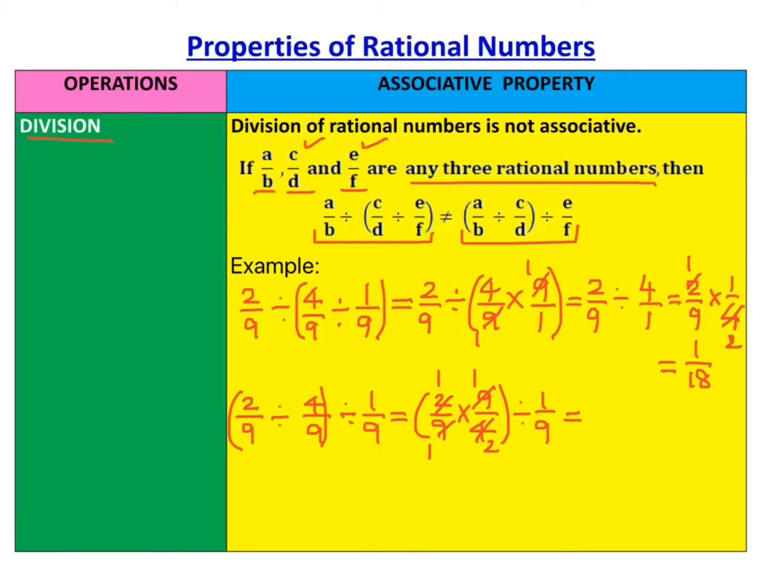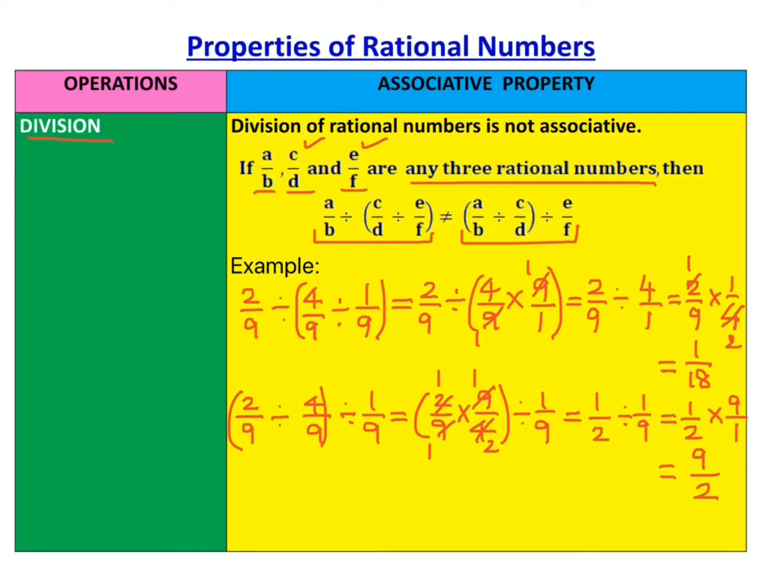This expression is equal to, now inside the bracket we have 1 times 1, which is 1 in the numerator, by 1 times 2 in the denominator, which is 2, divided by 1 by 9. Now this expression is equal to 1 by 2 multiplied by 9 by 1, which is the reciprocal of 1 by 9. This expression is equal to 1 times 9, which is 9, by 2 times 1, which is 2.